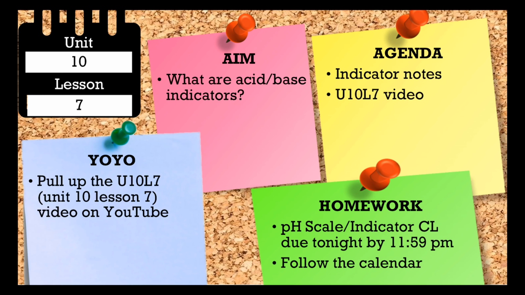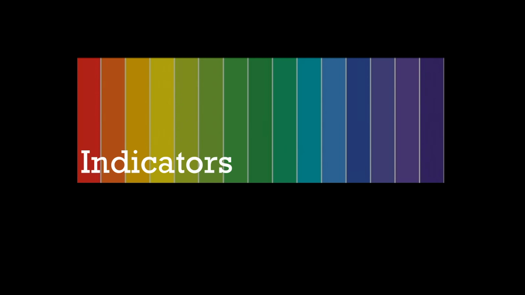The best way to go about this lesson is to watch this video as you are following along with the note sheet. As of right now, it looks like there is the pH scale indicator Castle Learning that is due tonight. Again, just double check on the calendar because that is the go-to thing. From the day I make this to the day you watch this, things might change, but the calendar will be updated, so check there. So again, today we're going to talk about indicators.